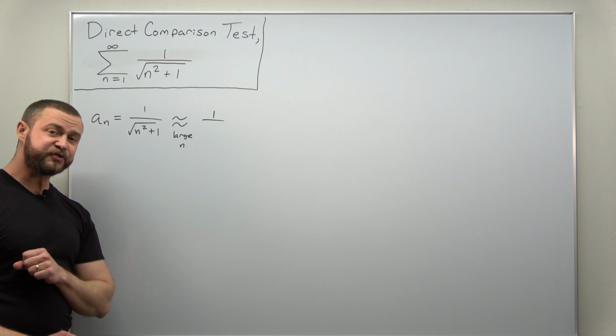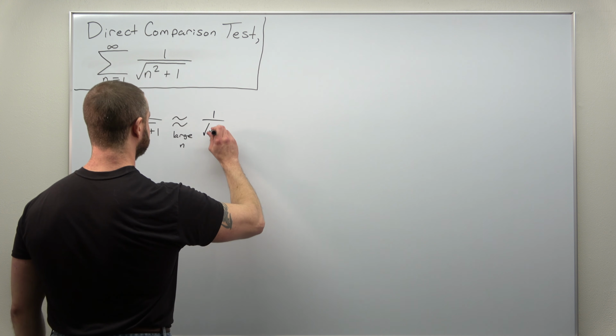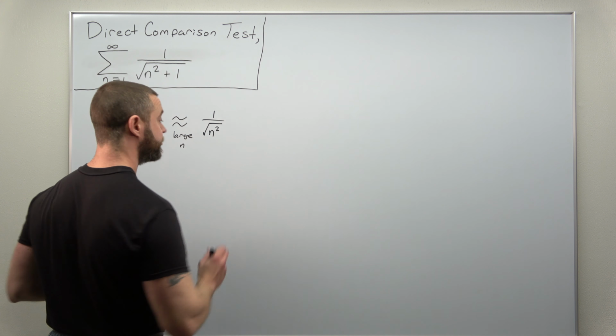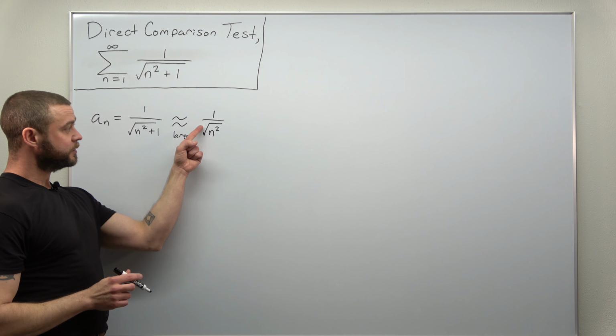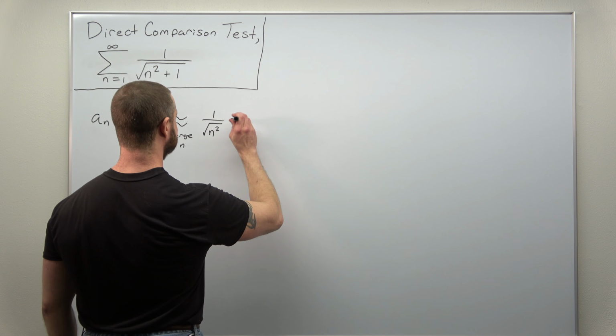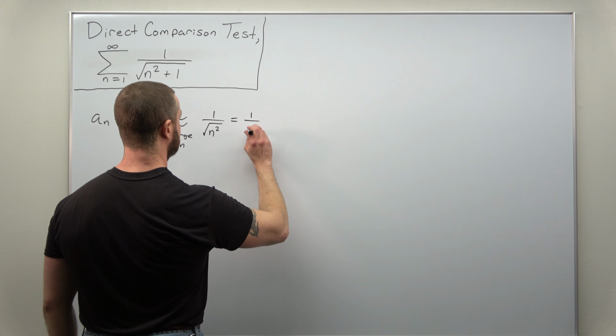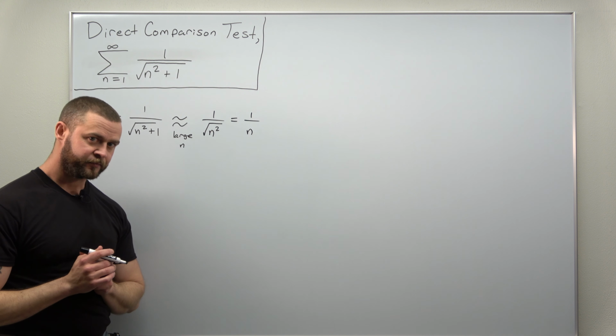Now be careful with the square root. The denominator behaves like the square root of n squared, and if you simplify that, the square and square root cancel out. n is a positive integer, so this comes out to 1 over n.